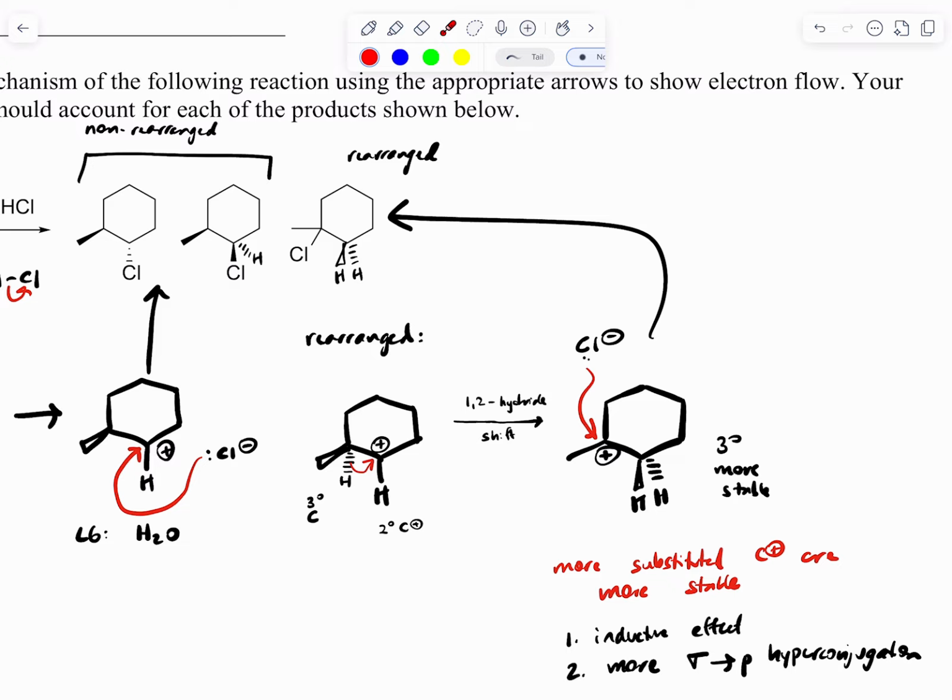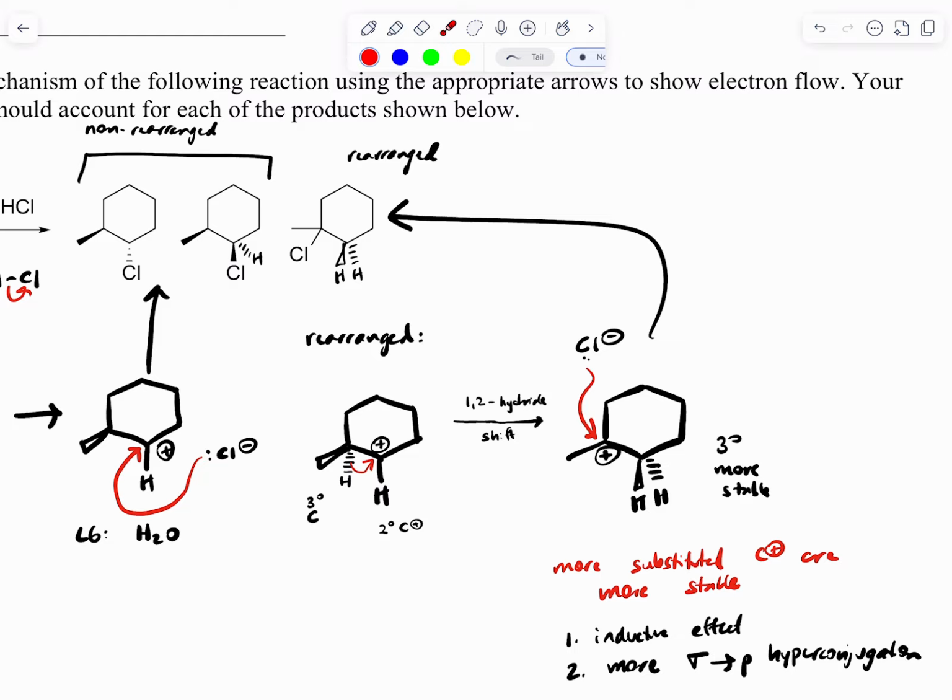Yes? Just to clarify, does the chloride ion attack the positive charge at the same time that the hydrogen is moving across, or are they two different steps? Good question. Does the chloride attack the positive charge at the same time as the hydrogen is moving across? No, it happens after to get to this product. So hydrogen moves, you get another intermediate, and then chloride attacks.